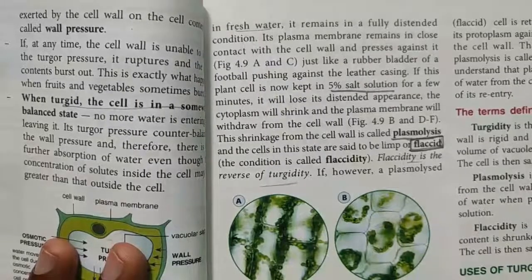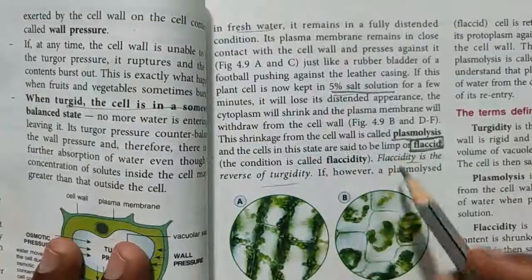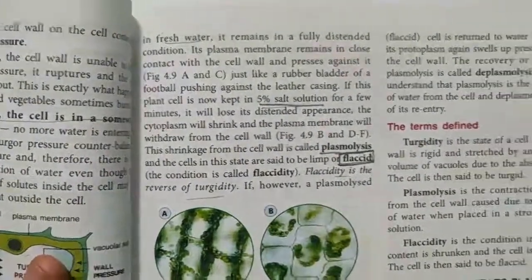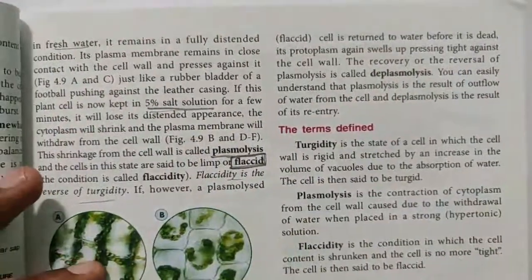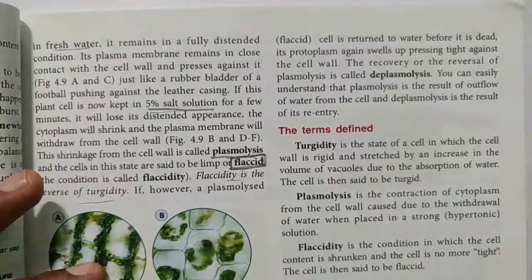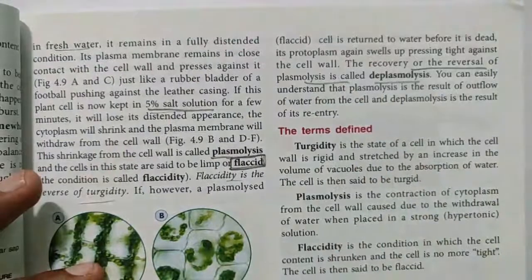Now if the same cell which is placed in the 5% sugar solution, we again put into the water, the cell will start becoming larger and larger. That means it is taking more water from the surroundings, due to which it attains its rigid state, and this recovery or reversal of plasmolysis is known as deplasmolysis.